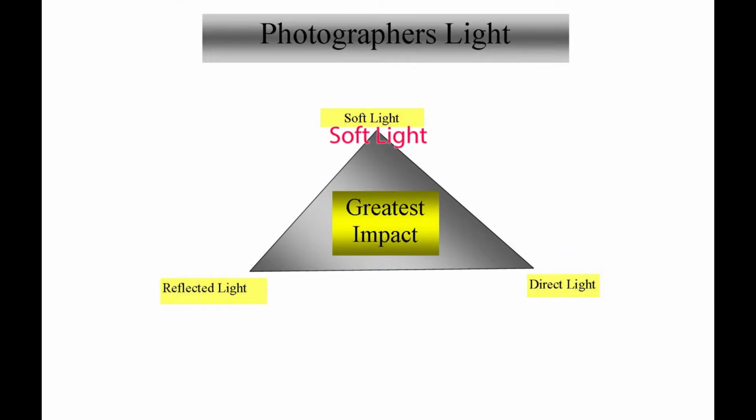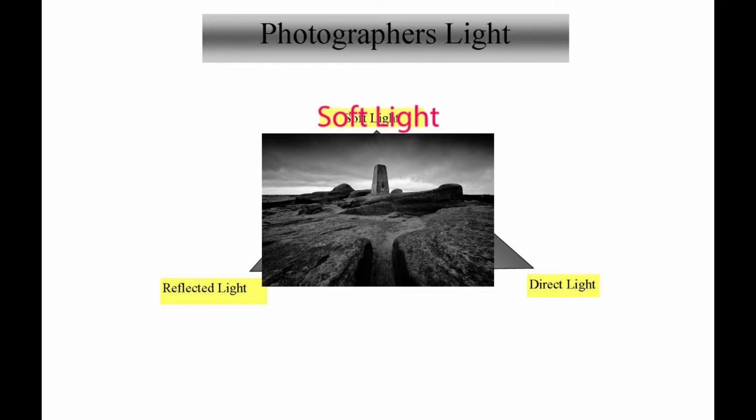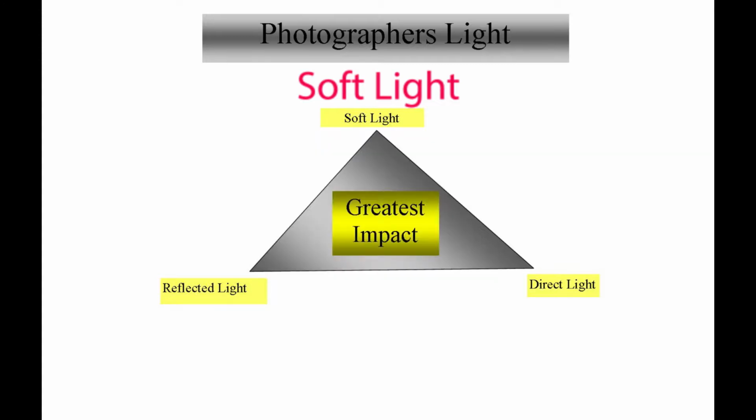Soft light. What is soft light? It's like a cloudy day, or maybe a deep shade. Not open shade, but solid shade. That would be soft light. And that would require a larger f-stop. You have to start going down, not going up, in numbers.